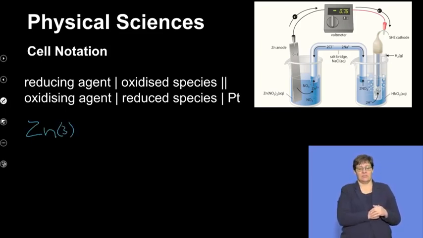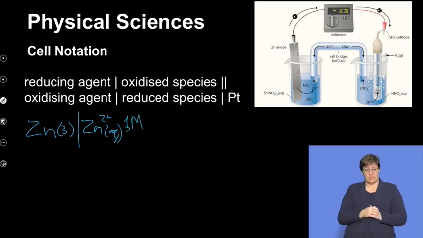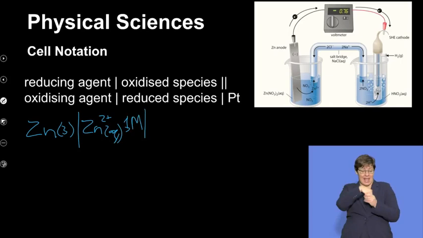Now, we're then going to put a vertical line, and we're going to say, what are the things that are being formed here? Well, it's zinc 2+ ions. They're in aqueous solution. And if it's a standard cell, you might be asked to show the conditions. So in that case, we're saying it's 1 molar. Then we're going to put in place the salt bridge, the link between the two.